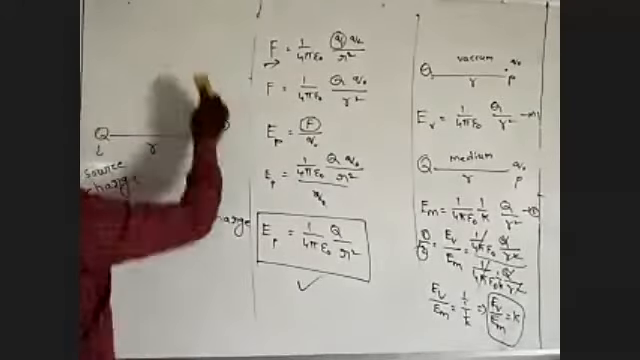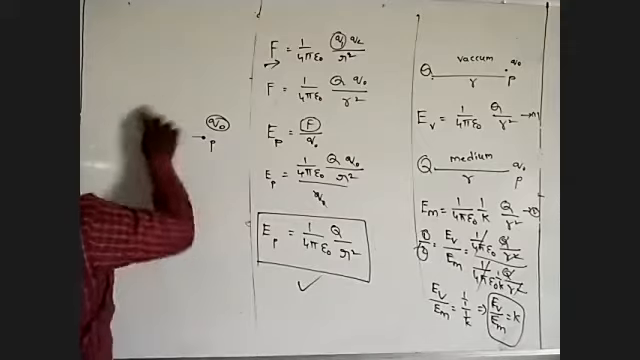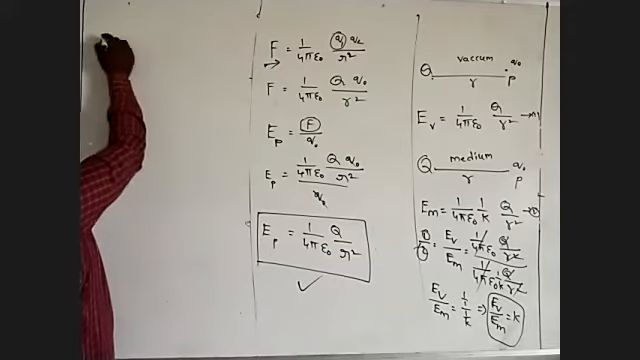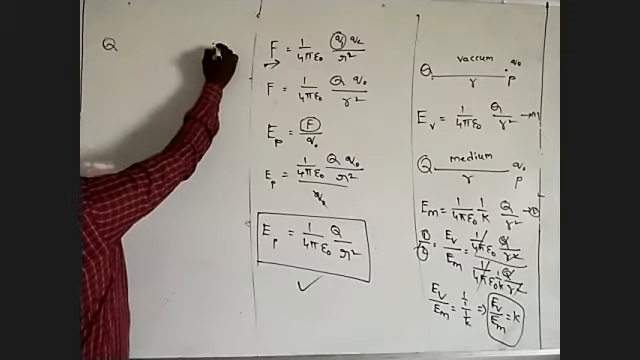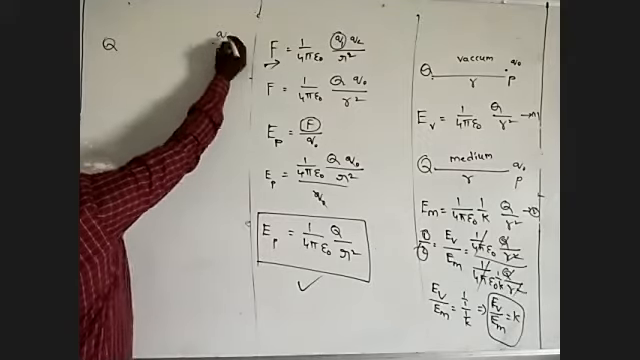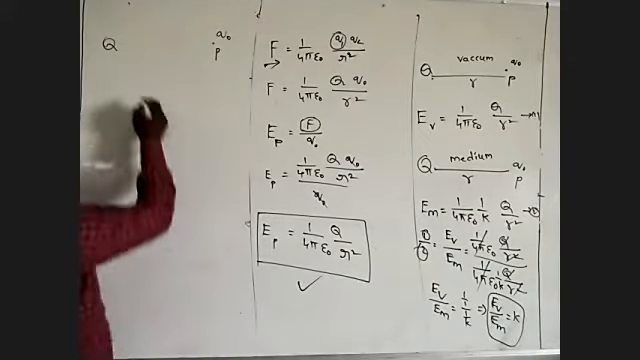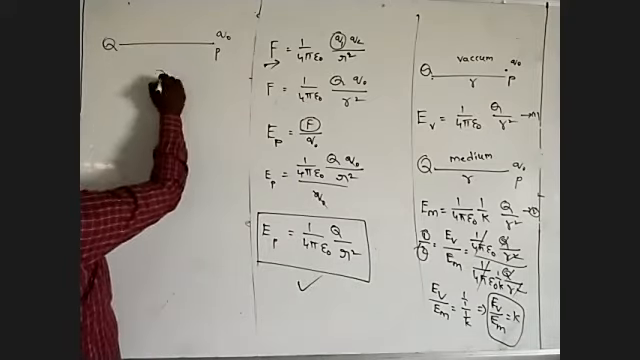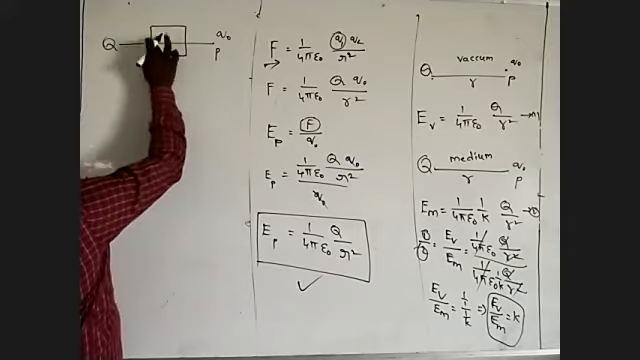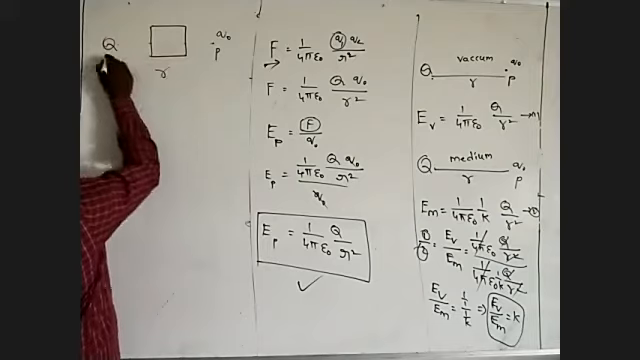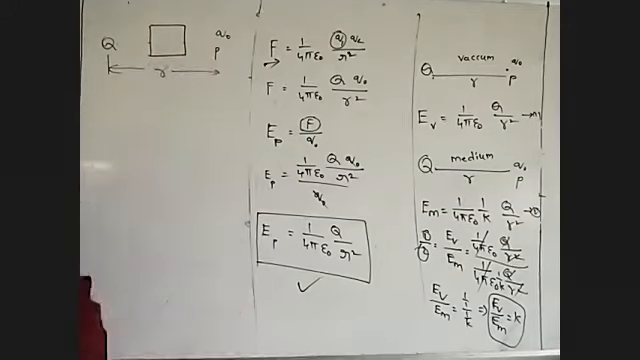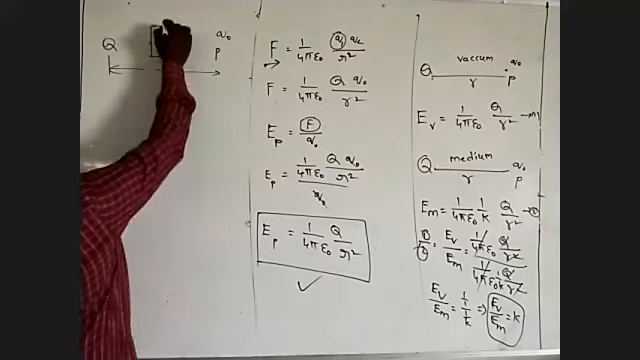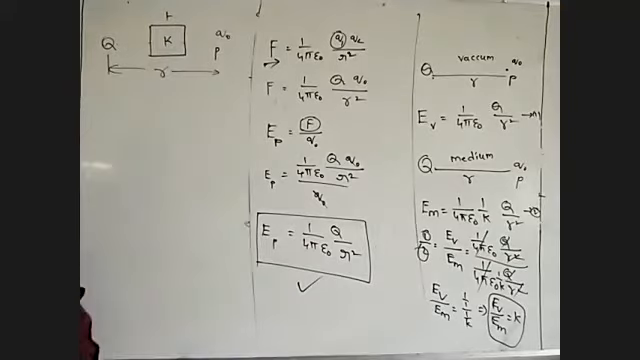Next, applications. Suppose, for example, this is a capital Q, a point charge. Q naught is a test charge. The distance between the two charges is R. Here I am placing a dielectric slab of thickness T and dielectric constant K.